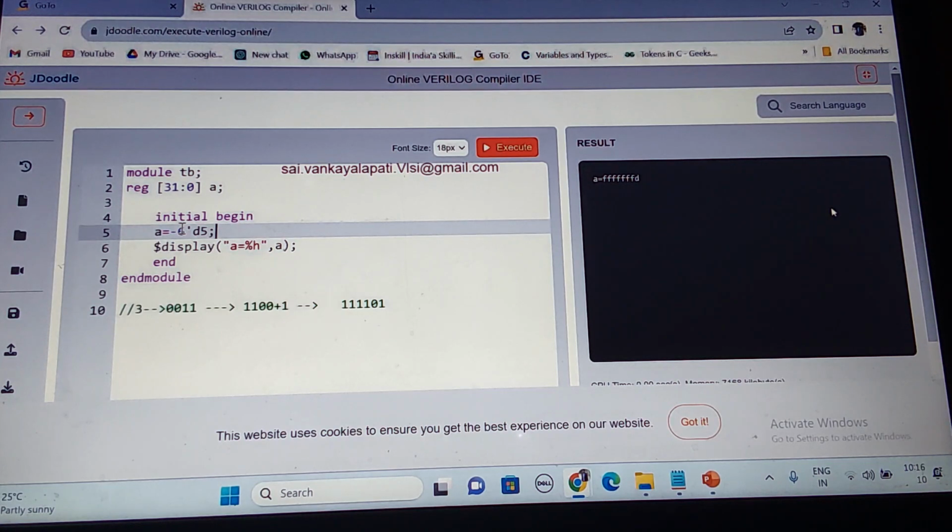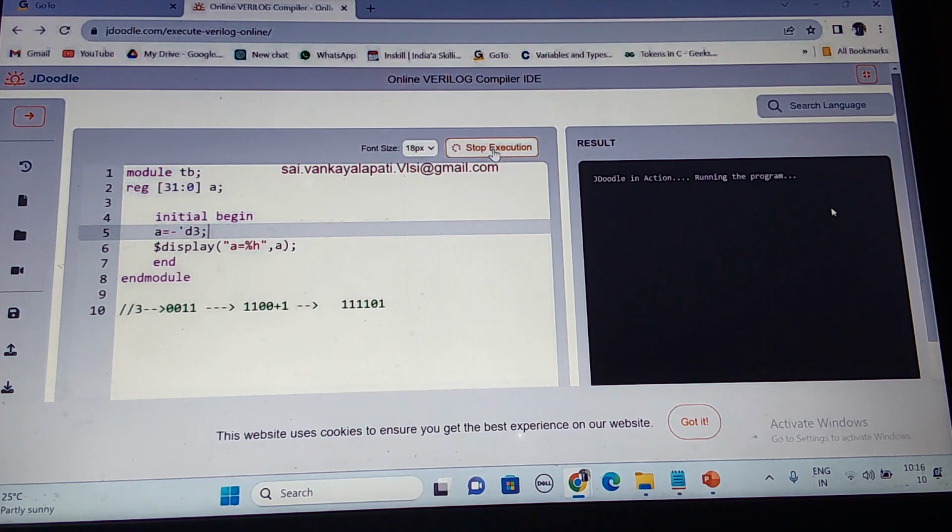Followed by the number. I can also represent like this. What is this? I will remove the size here. This is an unsized number. So let me write here. Okay, let us work the previous example only, 3. How is it going to store? I am writing minus tick D3, which means an unsized number. So how is it going to store? Same as this 32 bit, right?